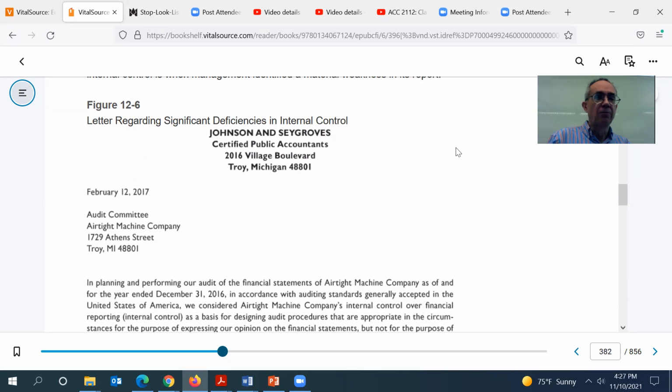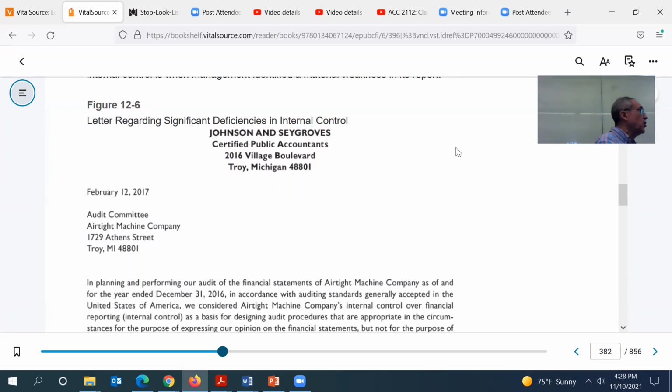So here we have a letter regarding significant deficiencies in internal control. And by the way, material weaknesses would be reported in the same type of letter. Now, this letter, there is no standard language for it. So it's not something we find in the auditing standards as far as language goes, not like the audit report. We're told about the content in the auditing standards, but the actual wording is up to the individual auditor. So different auditors can word this slightly differently.